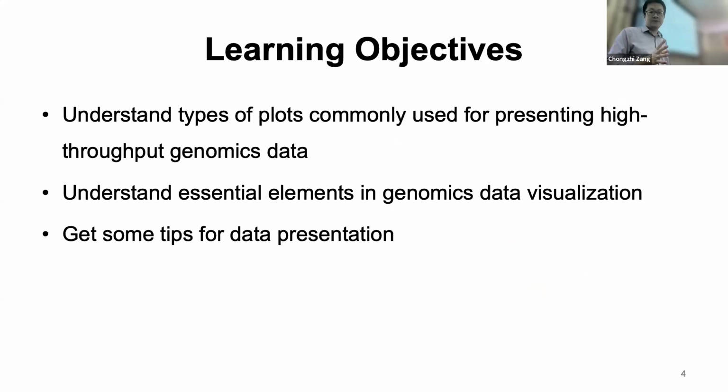A few learning objectives for today's lecture include understanding different types of plots commonly used for presenting these different types of high throughput omics data. And most importantly, when you see a figure in a paper, you want to understand the essential elements in these data, what information these plots give, and what type of message you can get from different types of data.